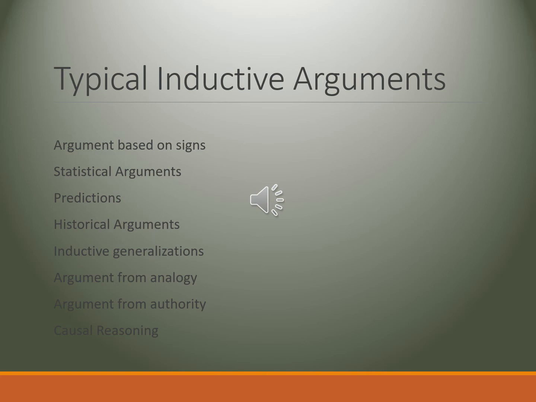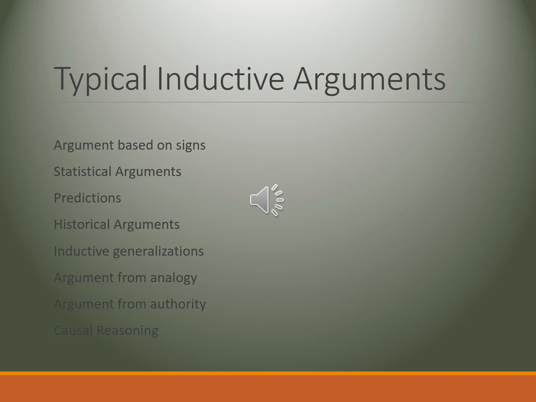This is a pretty big category of argument types that are probably going to be familiar to you once I give you some examples. We often encounter these in everyday life very frequently. We have arguments based on signs, statistical arguments. Remember, I'd mentioned that math is generally deductive, but statistical arguments are inductive. We have predictions, historical arguments, inductive generalizations, analogies, arguments based on authority, and causal reasoning.